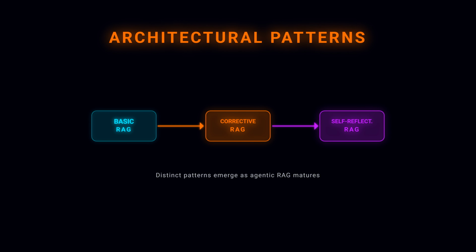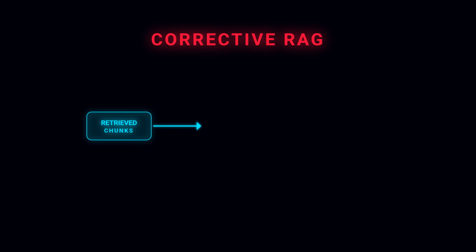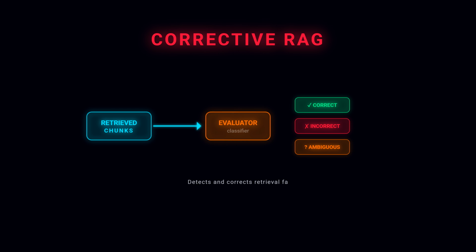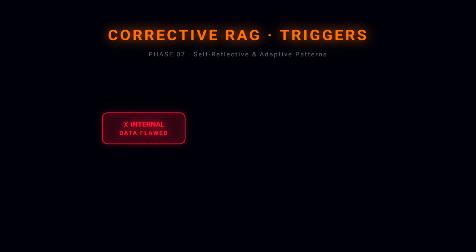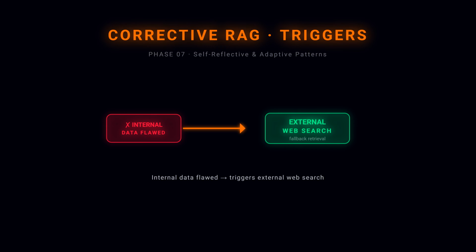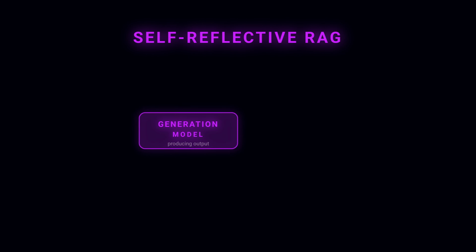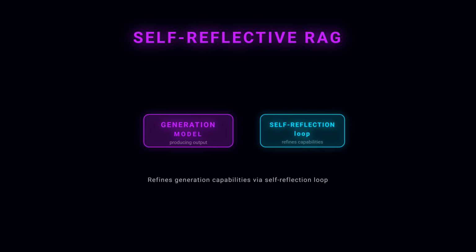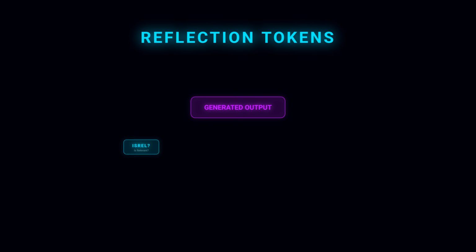As Agentic RAG matures, distinct architectural patterns have emerged. Corrective RAG detects and corrects retrieval failures prior to generation. A specialized evaluator model classifies retrieved chunks as correct, incorrect, or ambiguous, triggering corrective actions like external web searches if internal data is flawed. Self-reflective RAG refines the model's generation capabilities.